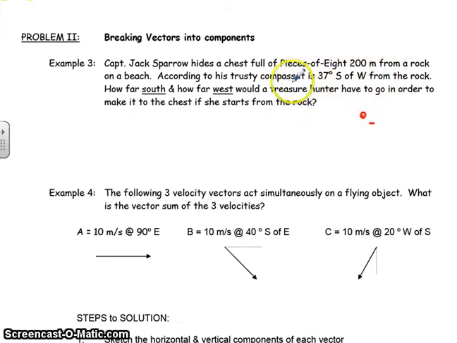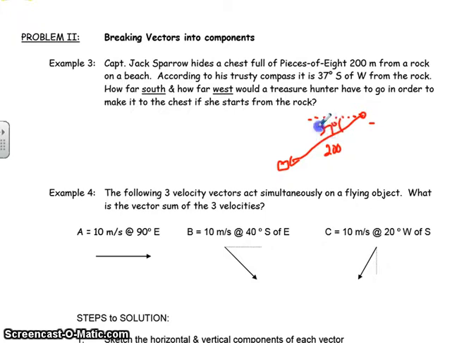you know that whatever you're looking for is 200 meters 37 degrees south of west from a rock. So if this is where I'm starting and my treasure chest is somewhere over here, from here to here, the direct route, the displacement is 200 meters. And we are south of west, so I'm going to draw a west line, and we're going to go south of that. That's 37 degrees.